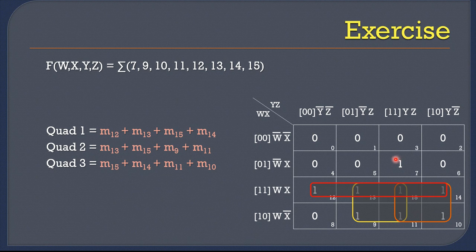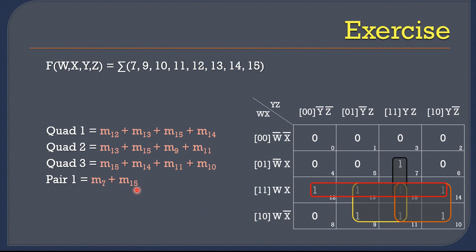Now you have the remaining one. Here you don't have any adjacent ones except 15. So 7 and 15 can make a pair. You are going to make it as a pair. So you have pair 1, that is M7 and M15.